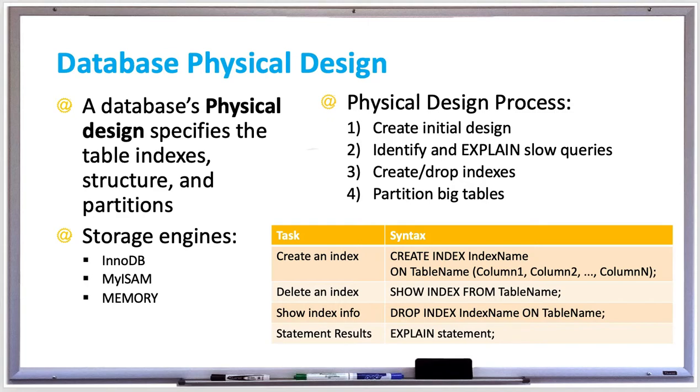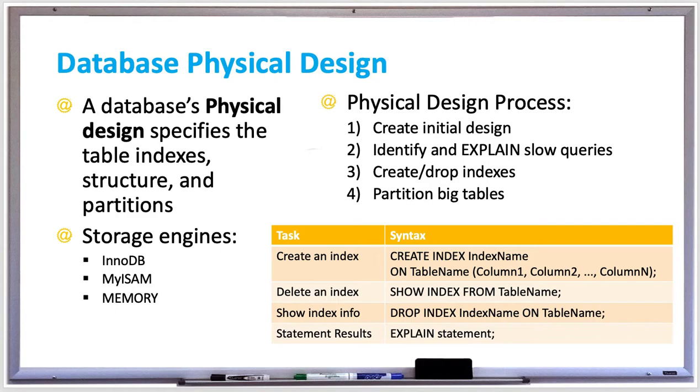The physical design process of a database includes first creating the initial design. Here you create a primary index for each primary key and a secondary index for each foreign key. And this is done automatically for you in MySQL with the InnoDB storage engine. And then identify and explain the slow queries. So look at the results of the explain statement for each slow query statement, or check out the query log instead. And then number 3 is to create or drop indexes.